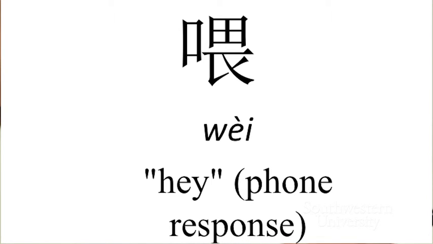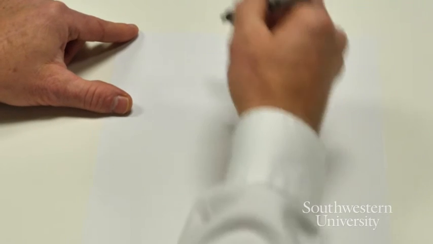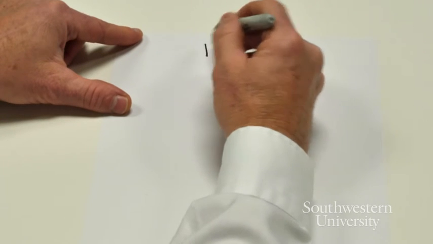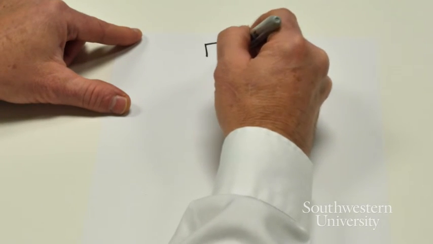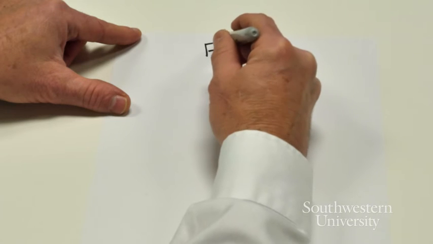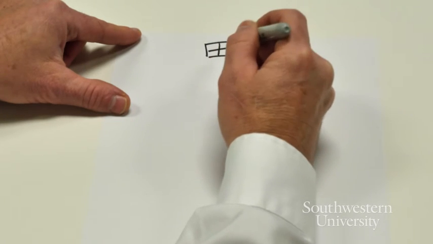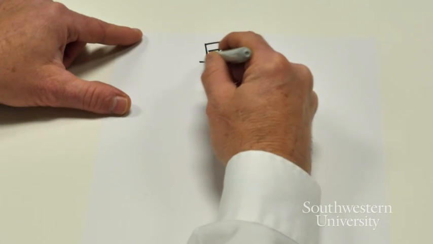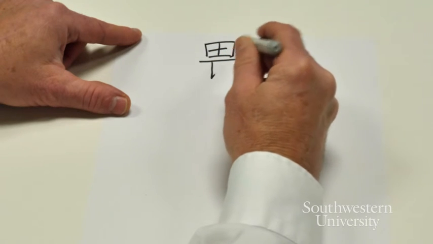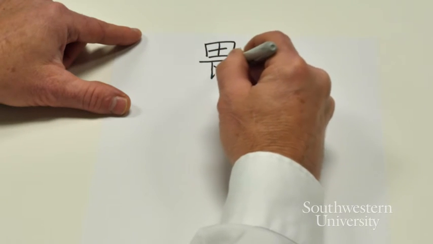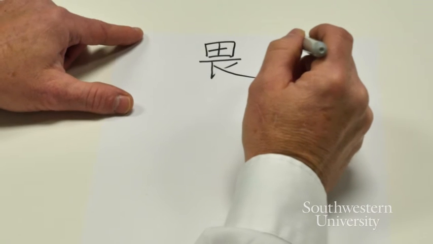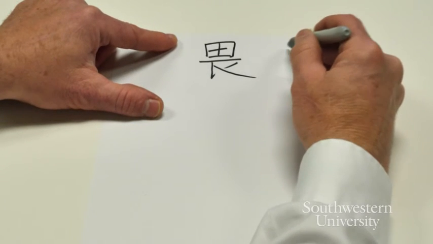Wei. So in this case, the left-hand side is a mouth radical. We'll get to that in a second. The right-hand side is a depiction of a ghost. Wei. Now, why is that a ghost? Because you've got a depiction of the head.